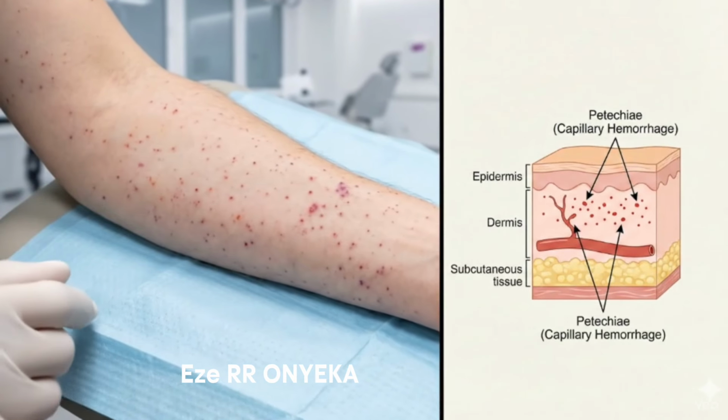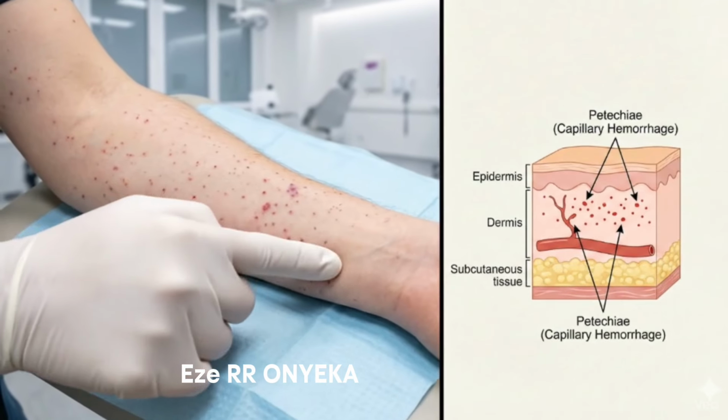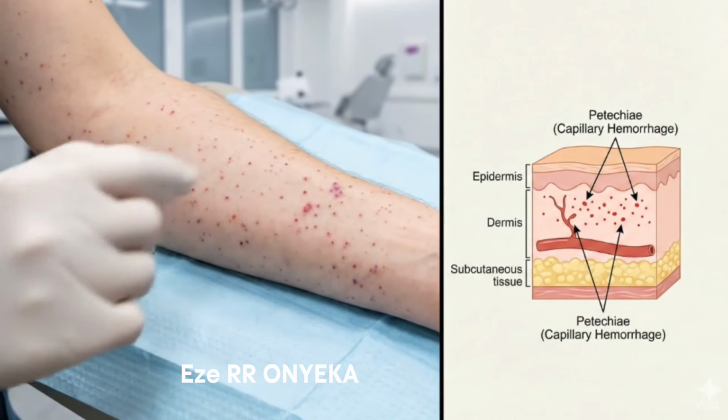Examples include thrombocytopenia, septicemia, or trauma. Petechiae indicate microvascular bleeding, often of systemic origin.